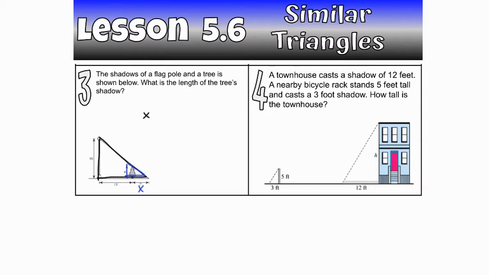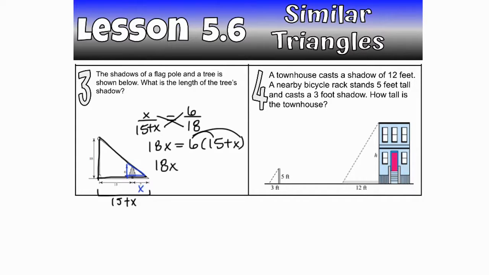So I'm going to have x divided by this entire length, which is 15 plus x, equal to 6, since that's part of the smaller triangle, which is where x is, divided by 18. So I'm going to cross multiply. I have 18x is equal to 6 times 15 plus x, and then I'm going to distribute this 6. So 18x is equal to 90 plus 6x.